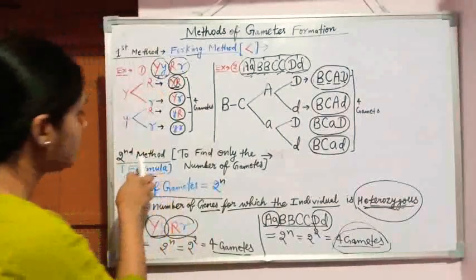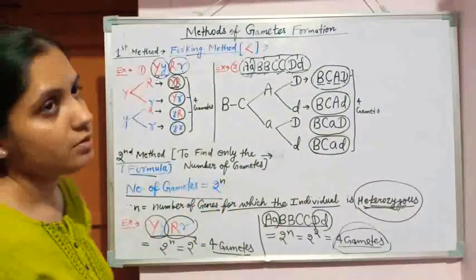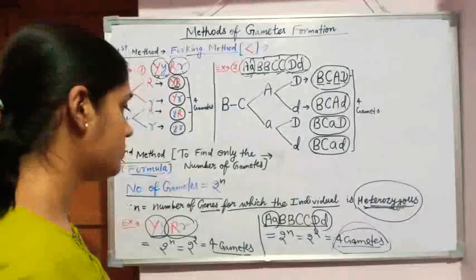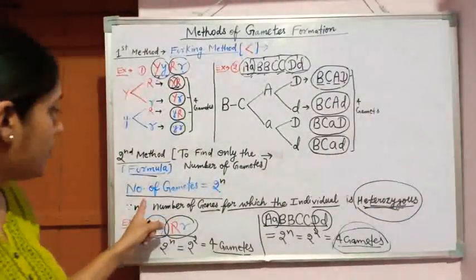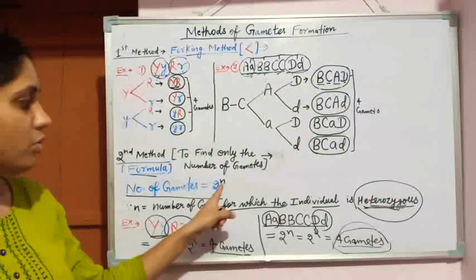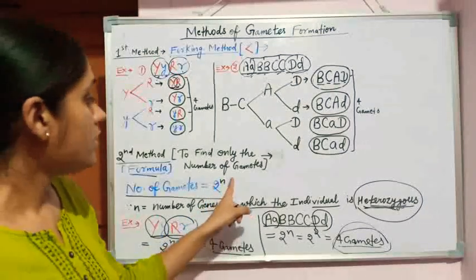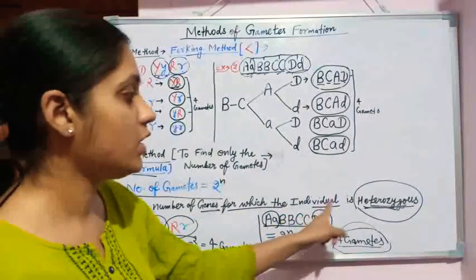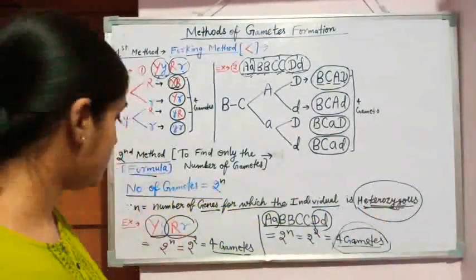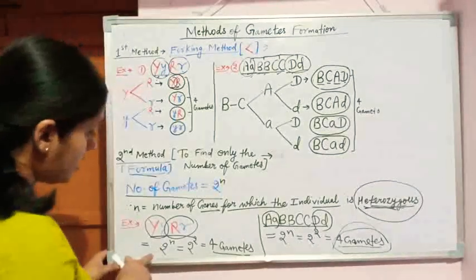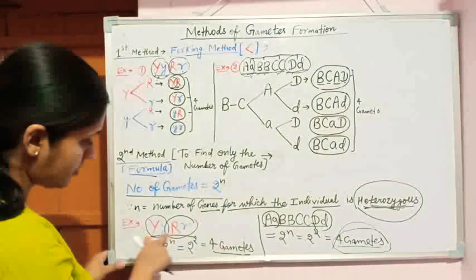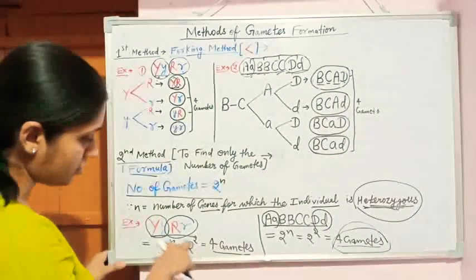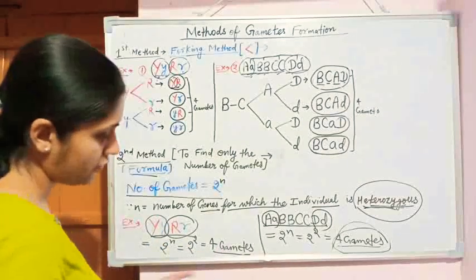Then you can use another method, that is the formula, by which we can find only the number of gametes. The number of gametes is equal to 2 to the power n. Here n represents the number of genes for which the individual is heterozygous. So understand it by this example. Here both are heterozygous, so n is 2, so 4 gametes are formed.